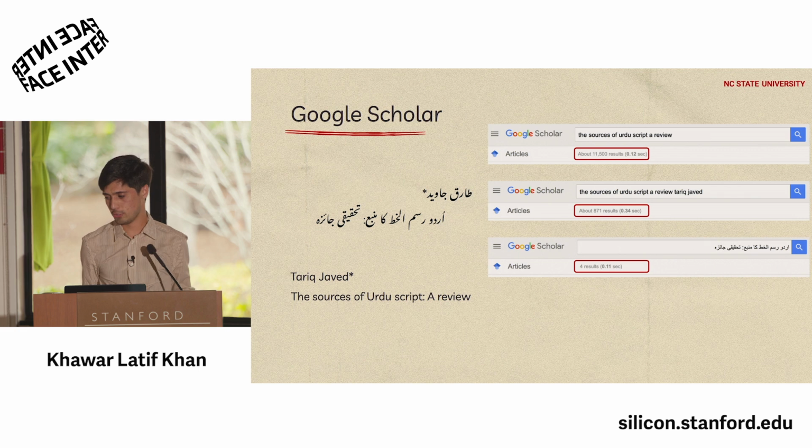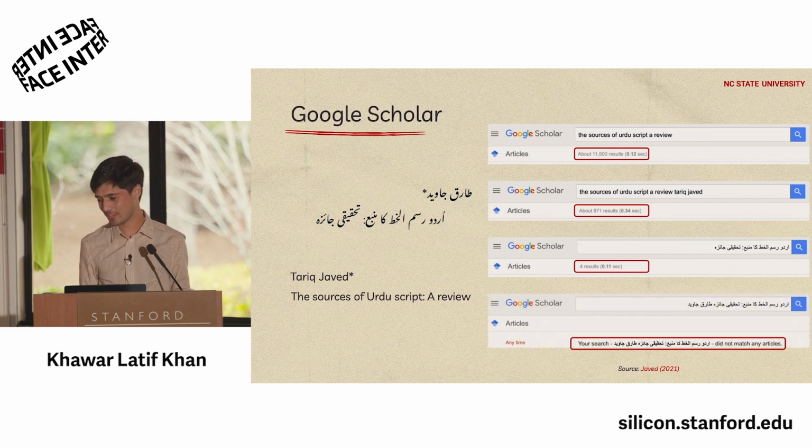I switched to Urdu, used the title. I got 4 results. I was excited, but not for long, because those 4 were not the ones I was looking for. I used the name of the author with it, and I couldn't find anything. So it was interesting that an article which is talking about Urdu script itself and is written in Urdu was not findable on Google Scholar. If someone had not introduced me to this particular article, I'd probably be restricted to all the English written work.